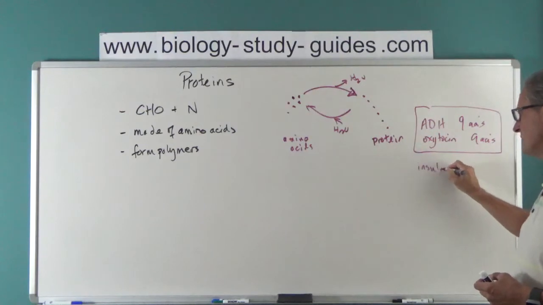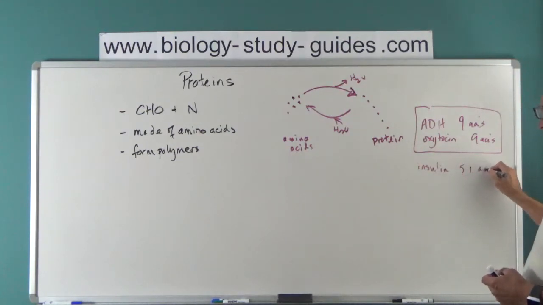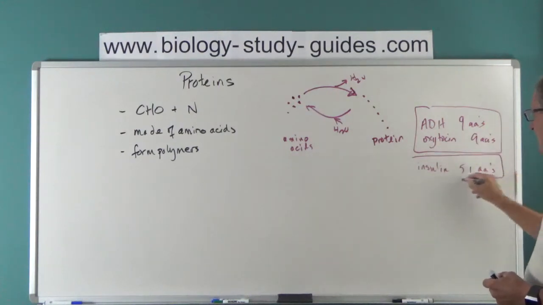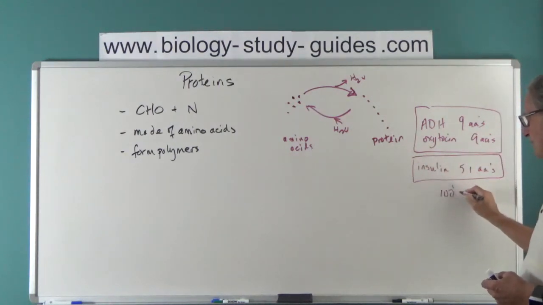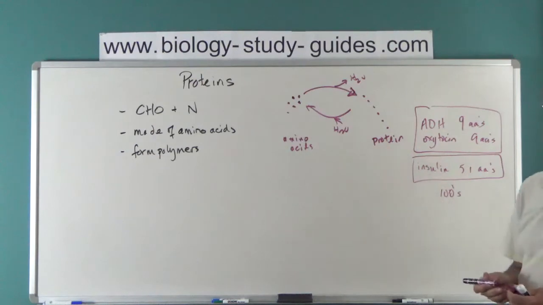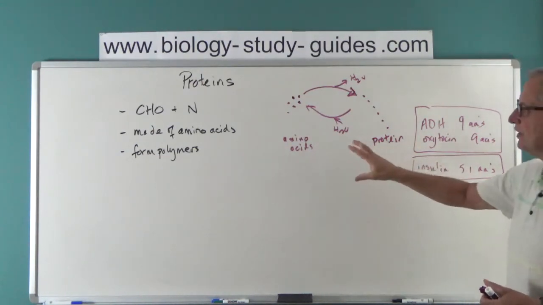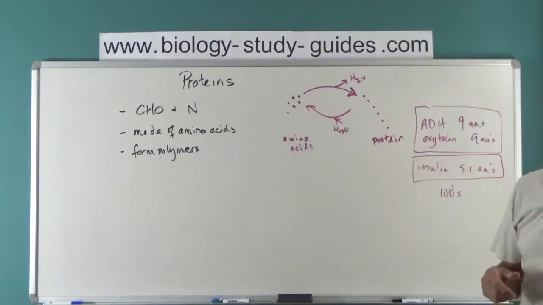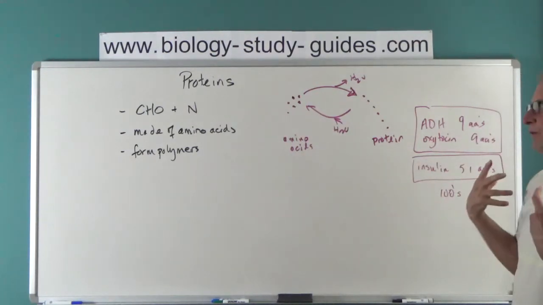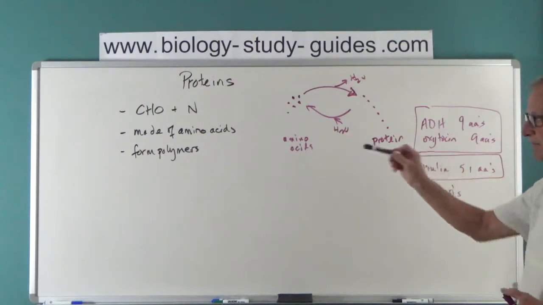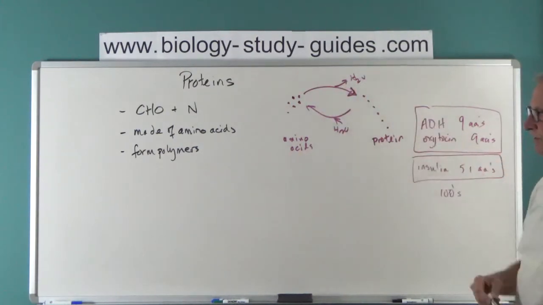Insulin has 51 amino acids. That's sort of a mid-length one. Some of them can be hundreds of amino acids long. This one is a hormone, but some enzymes can be hundreds long. But before we get into all that, we really have to look at what amino acids look like and how we can combine amino acids into these structures here.